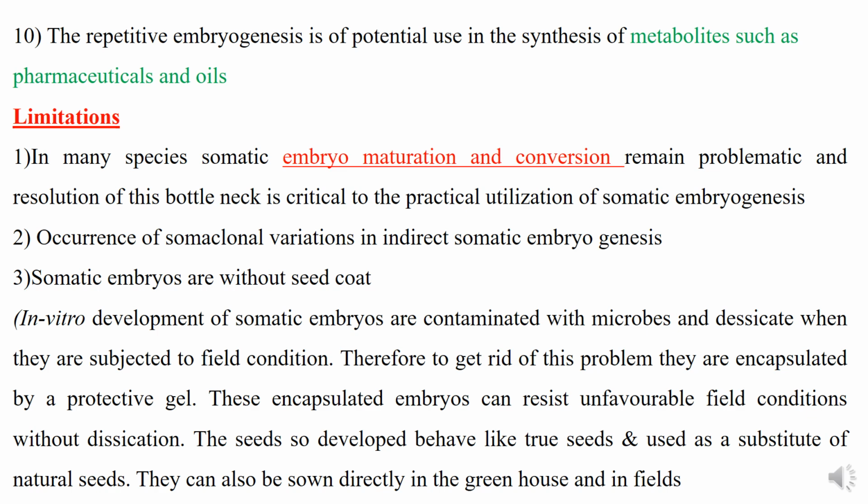And somatic embryos are without seed coat. Of course, they are embryos, they don't have any seed coat, as we observed in the zygotic embryos. So what we can do is cover the somatic embryos with an artificial seed coat. Sodium alginate is the material we can use for the formation of synthetic seeds. That sodium alginate will act as a protective gel to protect these somatic embryos during transportation and unfavorable conditions also. To protect the somatic embryos, we can use the encapsulating material, that is sodium alginate.